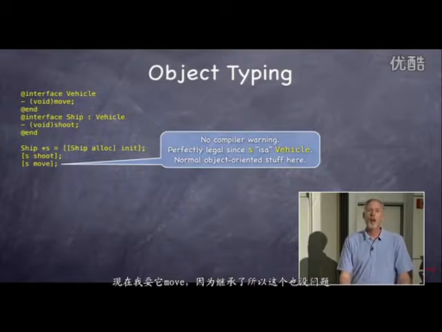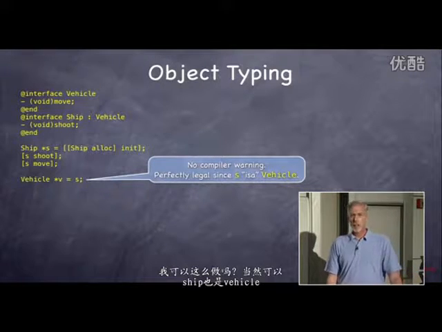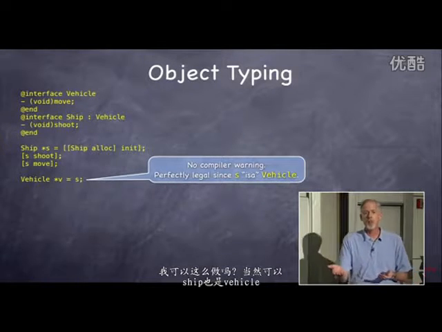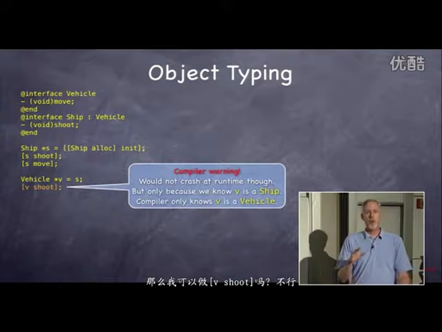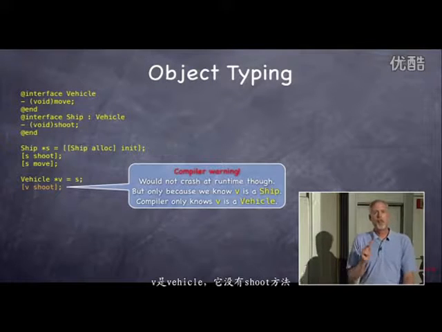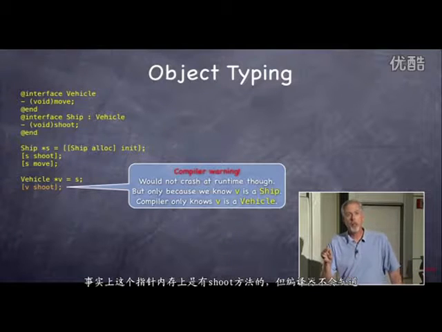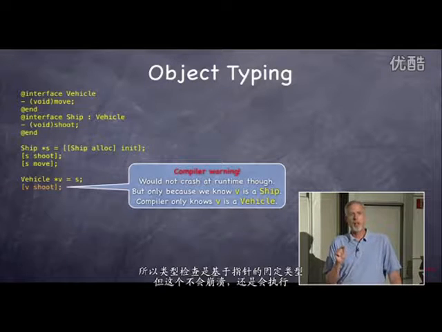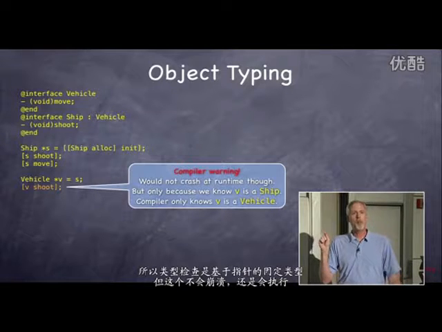That's called inheritance. Can I do this? Vehicle star v equals s? Of course I can, because a ship is a vehicle, so I can create a pointer to a vehicle, and I can put a ship in there. And so can I say v shoot? No. Do you see why I can't say v shoot here? Because v is a vehicle. Vehicles don't know how to shoot. The fact that that pointer actually points to a ship, which does know how to shoot, there's no way for the compiler to reliably know that. So it's doing its type checking based on the static type of the pointer, which is a vehicle.